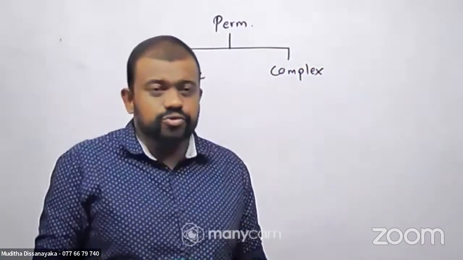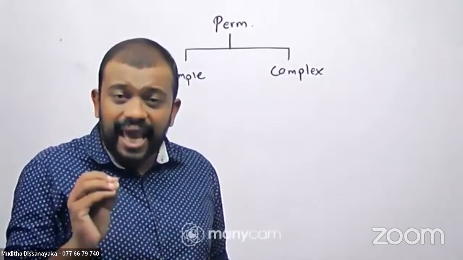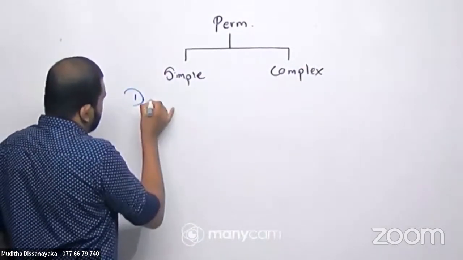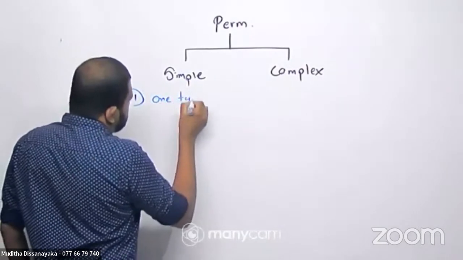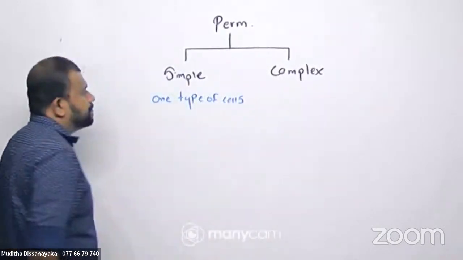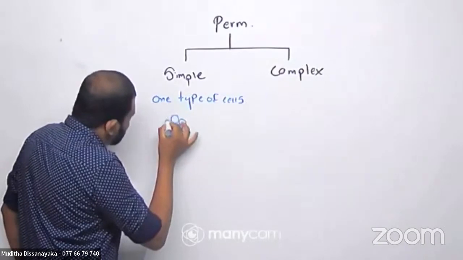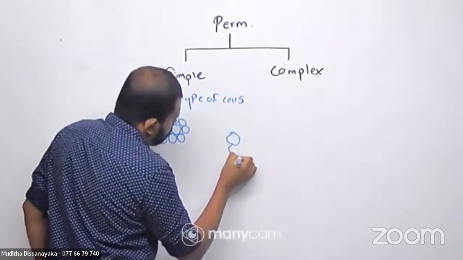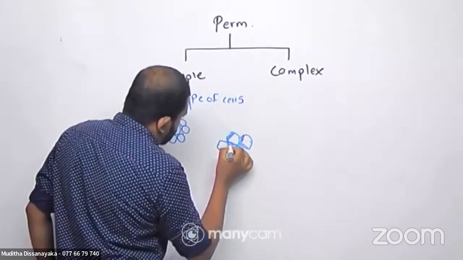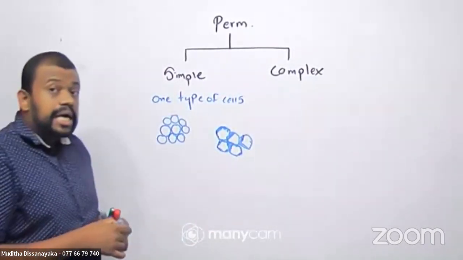If you take the simple permanent tissues, they are simple. Simple means they have only one type of cells in that tissue. Wherever you take the tissue, there is only one type. One type of cells.